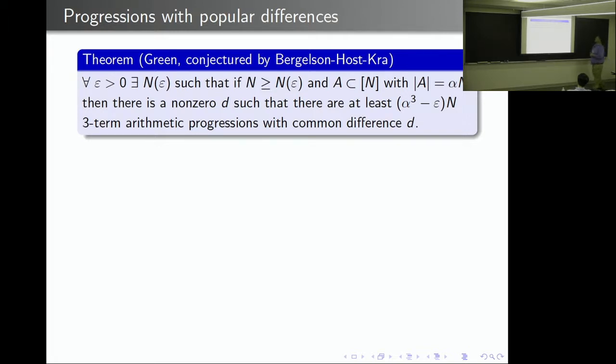So what Green's theorem says is that while there are sets with much fewer total number of 3-term arithmetic progressions, there is going to be a non-zero d such that there are a lot of 3-term arithmetic progressions with common difference d, at least essentially the random bound up to epsilon: alpha cubed minus epsilon times big N.